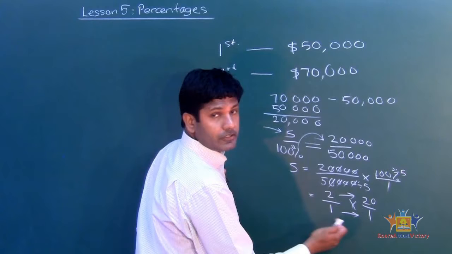250 minus 25. So line it up. Once you line it up, 0 minus 5, you can't borrow from 5. 5 becomes 4, 0 becomes 10. 10 minus 5 is 5, and 4 minus 2 is 2, and then you bring the 2 down, so it becomes 225. So 225 is the decrease, but that's in Fahrenheit. But we want the percentage decrease, a percentage decrease.